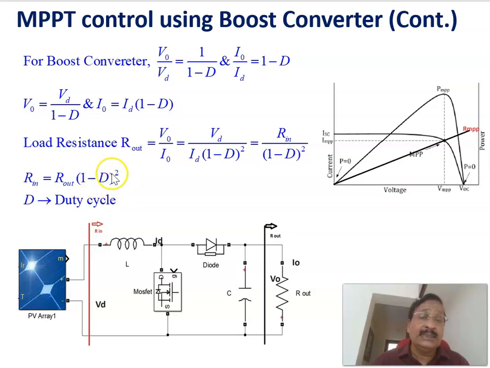Therefore, we can adjust the duty ratio D so that this resistance Rin can be made equivalent to RMPP, that is the resistance corresponding to the maximum power point. RMPP equals VMPP divided by IMPP. If we adjust the duty ratio in such a way that Rin is the same as RMPP, then maximum power will be transferred from the solar system into the load. That is the way in which the boost converter duty ratio is adjusted.